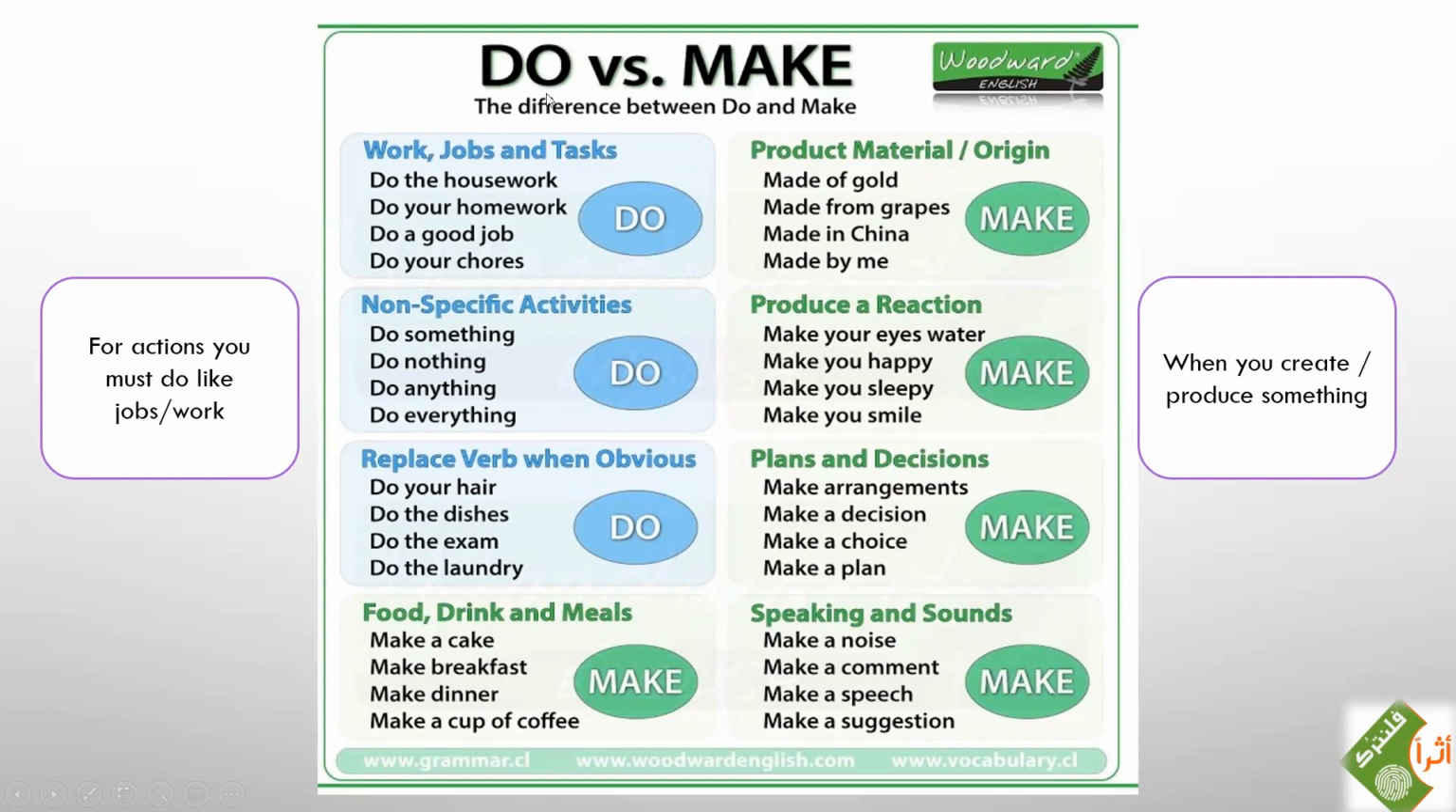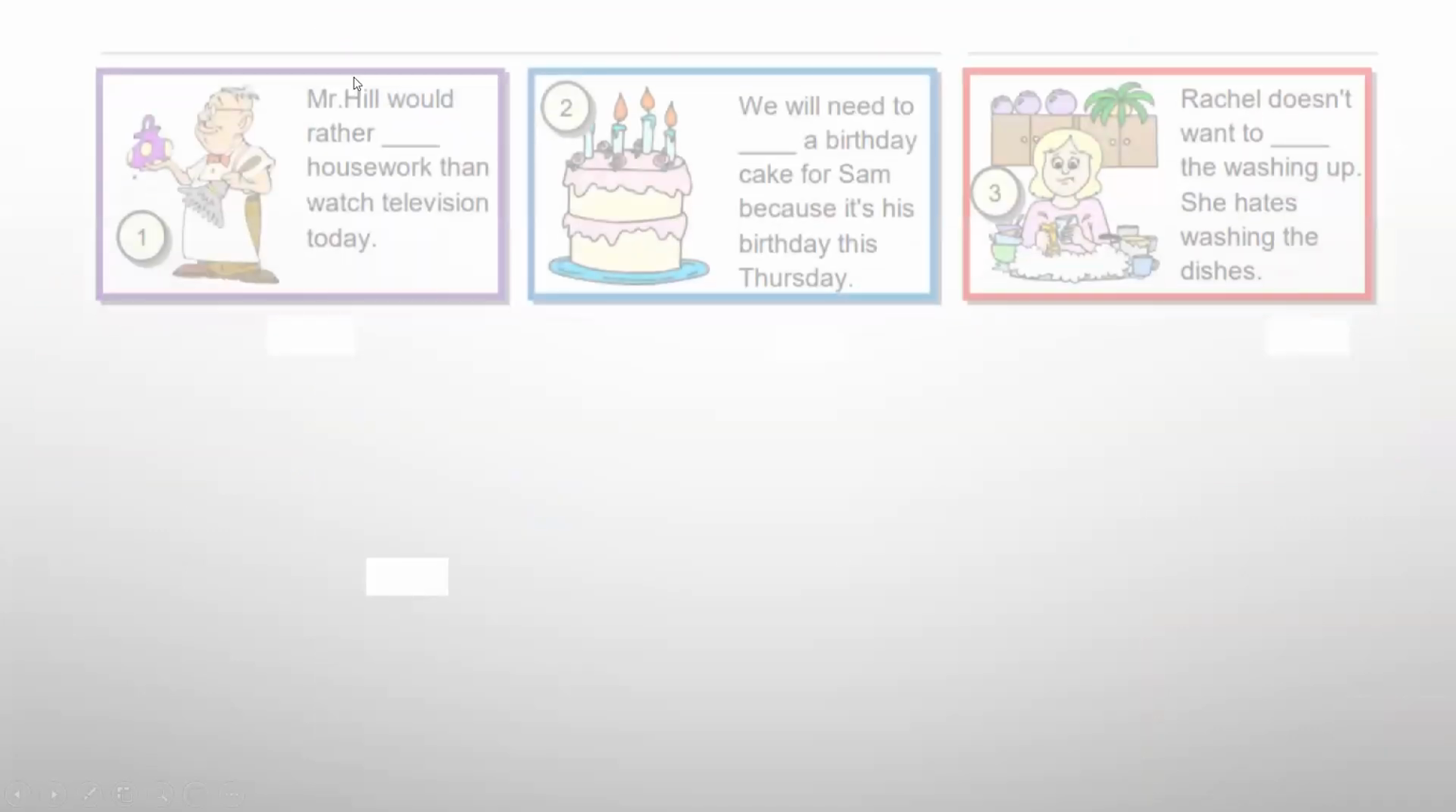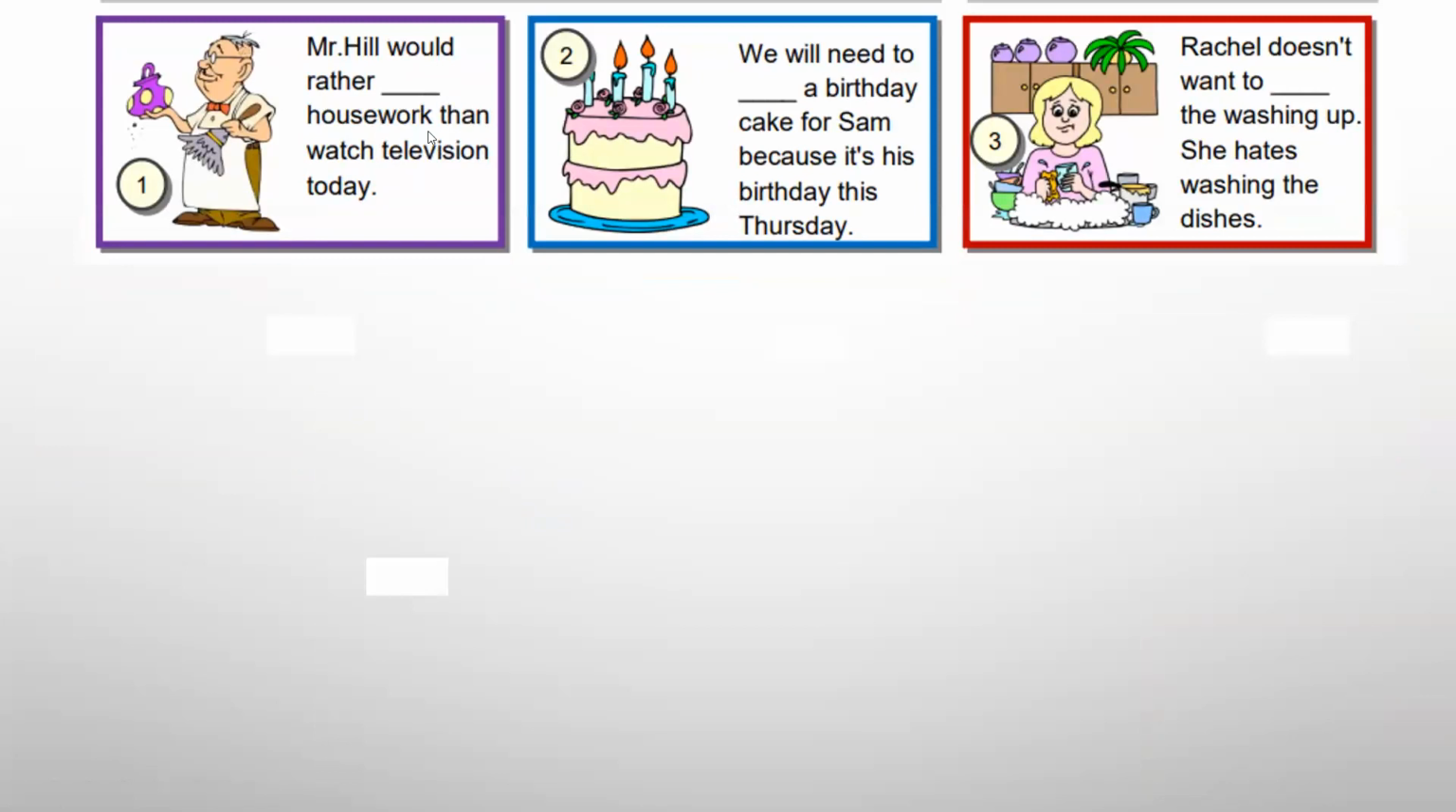Do. Again, for things that are like work or a job, you use do. The others you will make. Make for what? Make for food and drinks: breakfast, dinner, cake, juice, etc. Those we will use make. Or you create something, or produce something: make a choice, make a plan, make arrangements. So back to those pictures. Yaqeen, the first one, housework. There is a work there, right? We have the word housework. So is it do or make? Do, yes. So the first one is do.